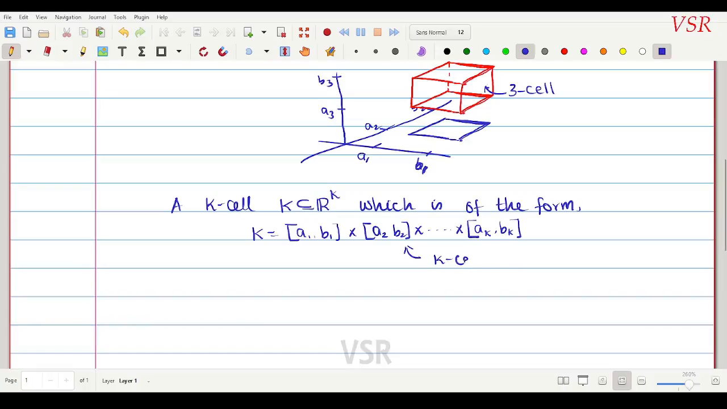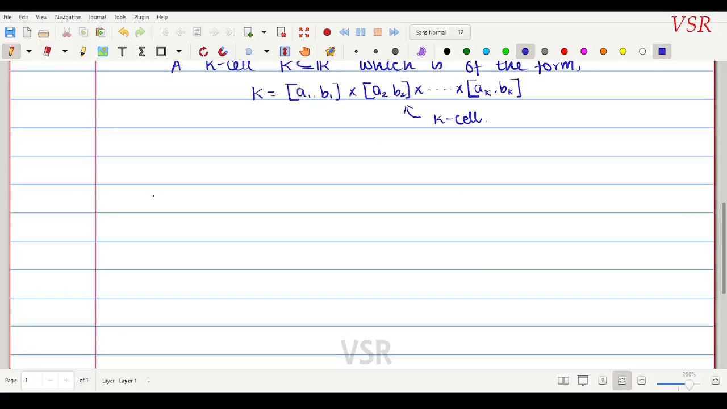Okay. So today's class we are going to show that every k-cell is compact. So the only theorem we are going to prove today is: every k-cell is a compact subset of R^k. This is the theorem we are going to prove today.